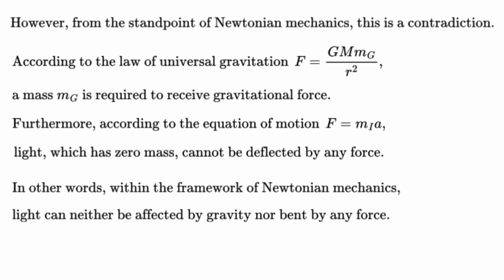However, from the standpoint of Newtonian mechanics, this is a contradiction. According to the law of universal gravitation, a mass m sub g is required to receive gravitational force. Furthermore, according to the equation of motion, light, which has zero mass, cannot be deflected by any force. In other words, within the framework of Newtonian mechanics, light can neither be affected by gravity nor bent by any force.